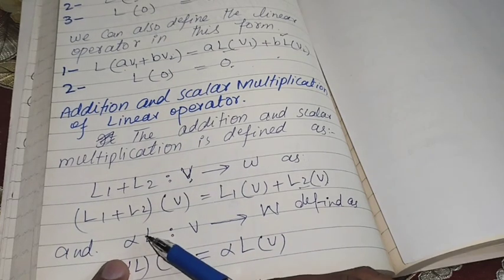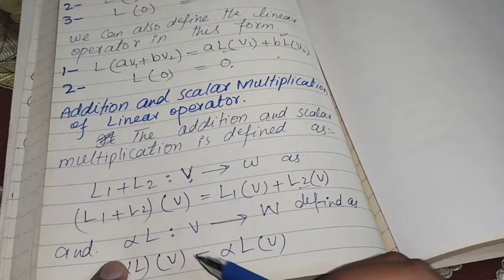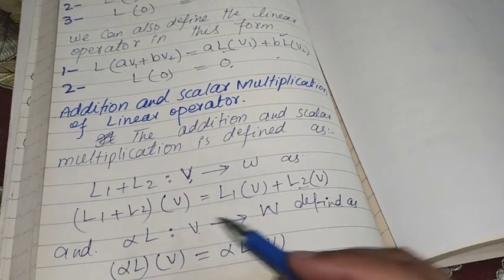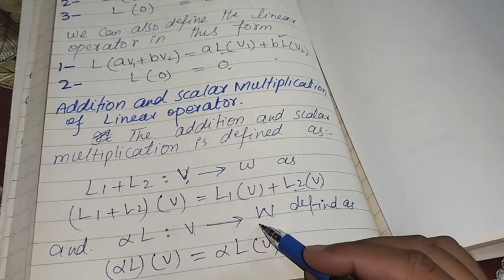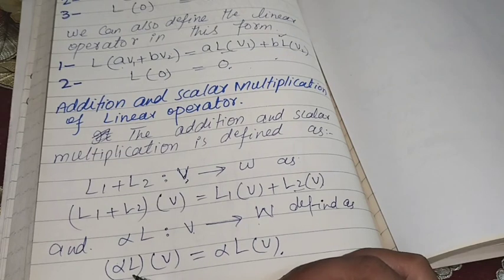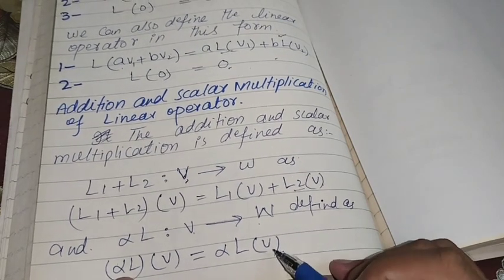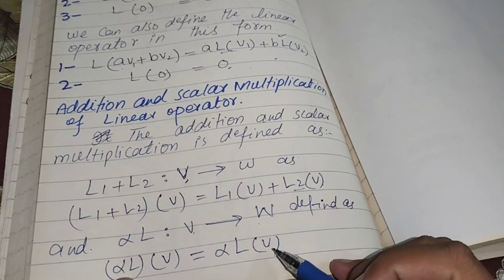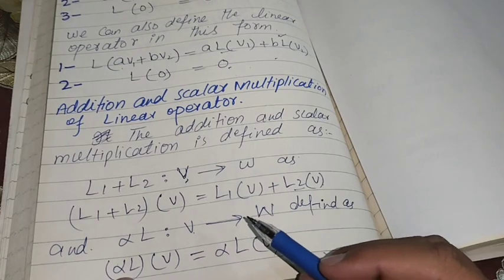Similarly, we take the scalar multiplication in this form. If we have a mapping alpha L defined from the vector space V to W, we define the scalar multiplication of a linear operator in this form. Because L is a linear operator, we just apply L to the vector and the scalar comes out of the linear operator.